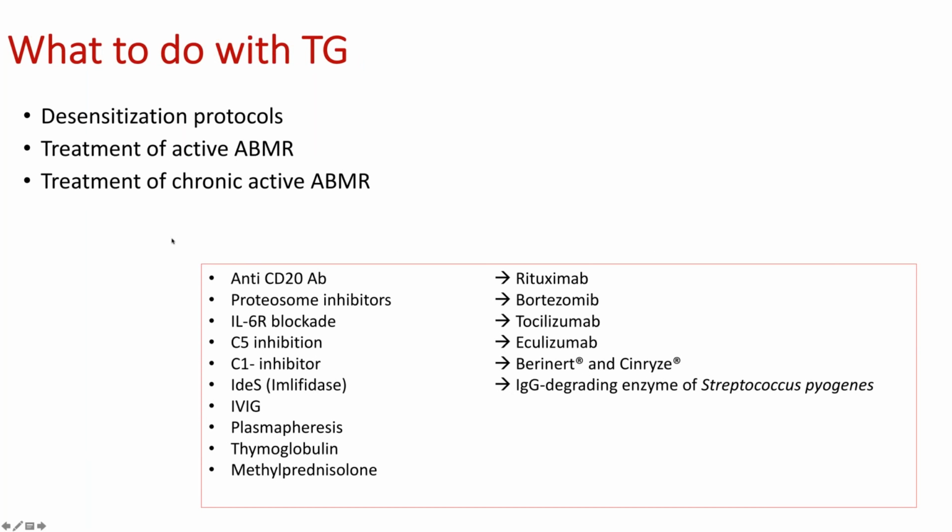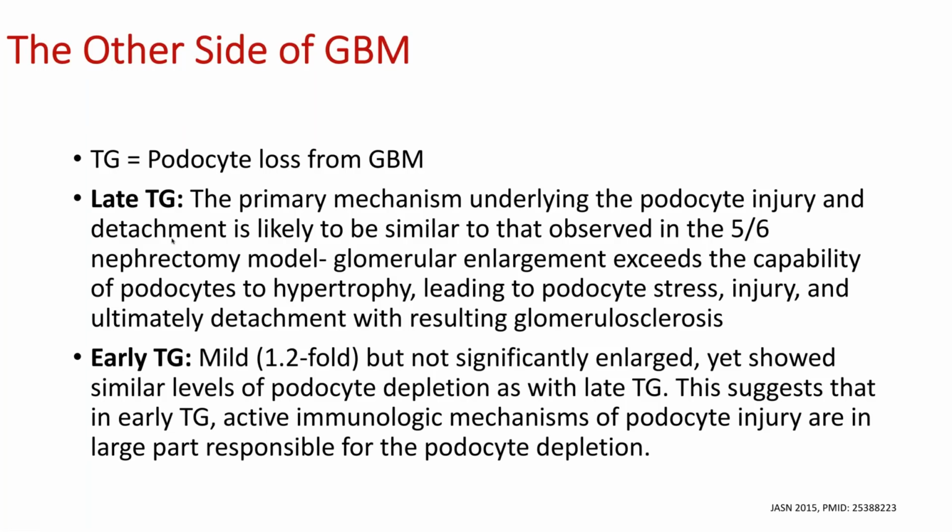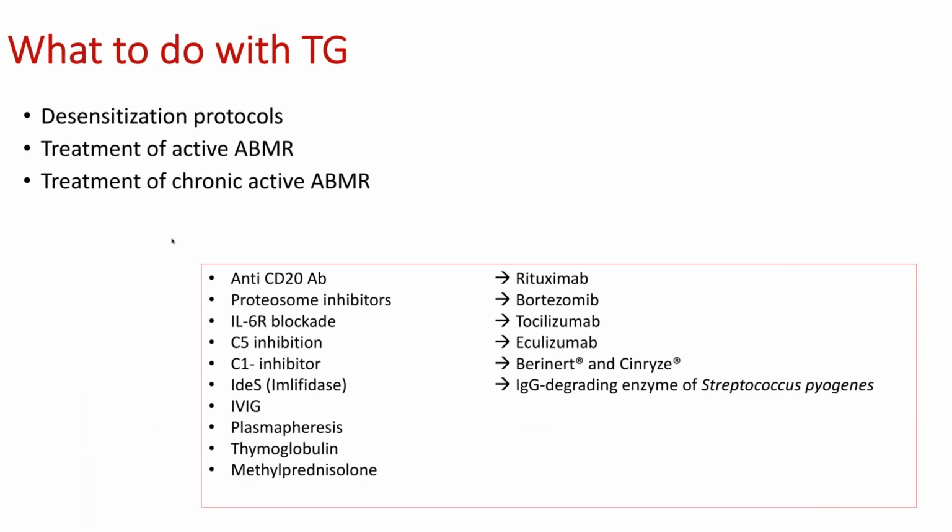Now, in late transplant glomerulopathy, the primary mechanism underlying podocyte injury and detachment is similar to that observed in the 5/6 nephrectomy model. That is, glomerular enlargement exceeds the capability of podocytes to hypertrophy, leading to podocyte stress, injury, and detachment. Whereas early was mainly an immune-mediated injury. So this obviously has to be validated in other studies.